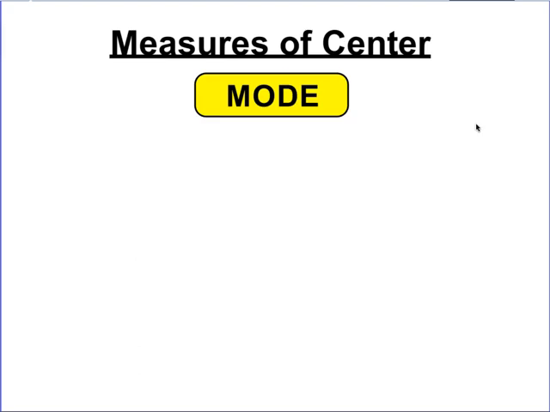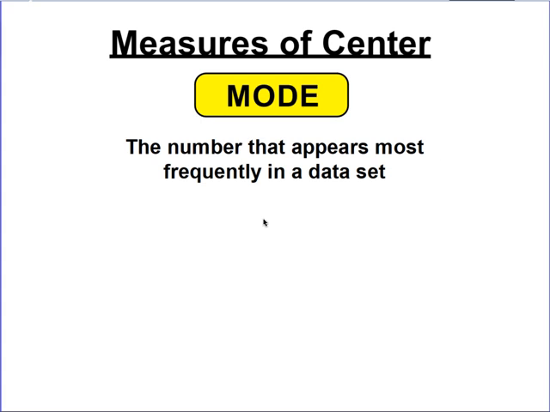All right, now let's do mode. Mode involves less calculating, and it's kind of like median where you're just looking for certain numbers. Mode is the number that appears the most in a data set. Mode is most. That's how I remember it.